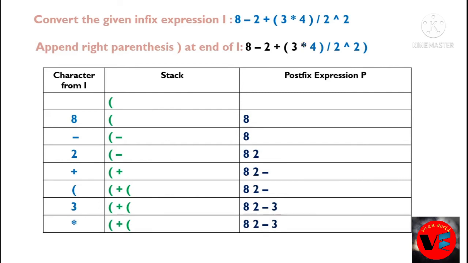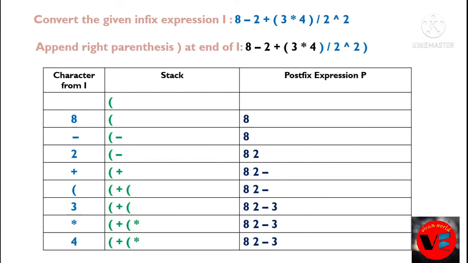Next we get multiplication. While we get an operator, we have to check the stack. Is there any higher or same precedence operator? There is no higher or same precedence operator on the top of the stack. So star will get pushed on the stack. Next is 4. 4 is an operand. So the operand will be kept as a part of the postfix expression directly.